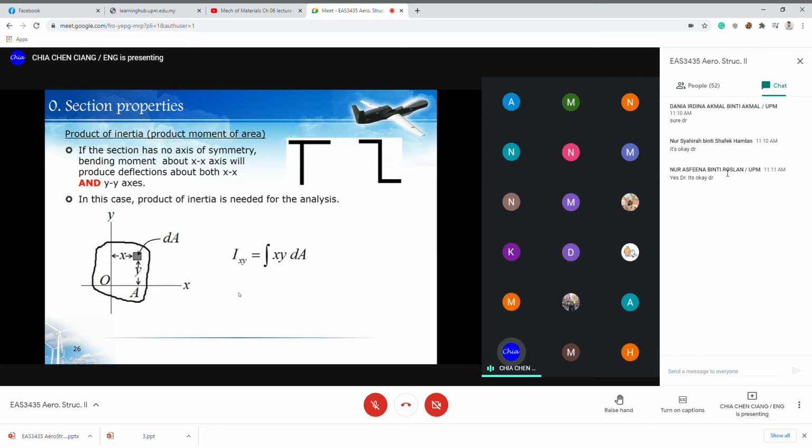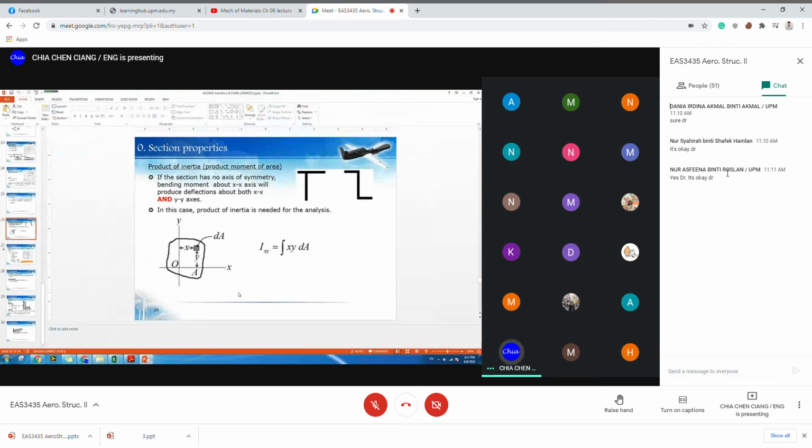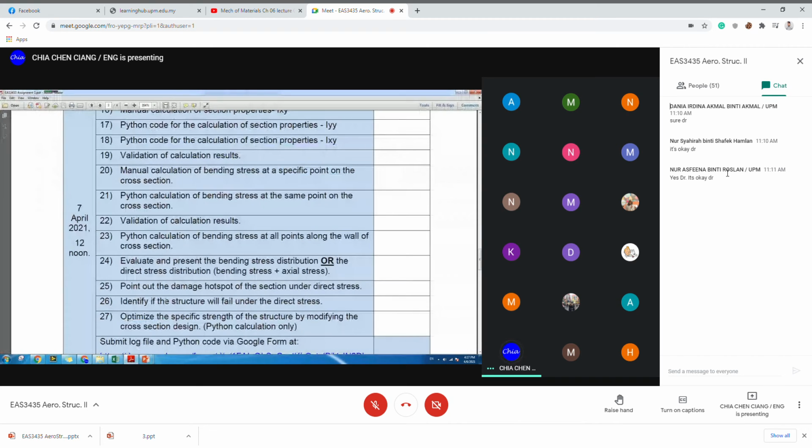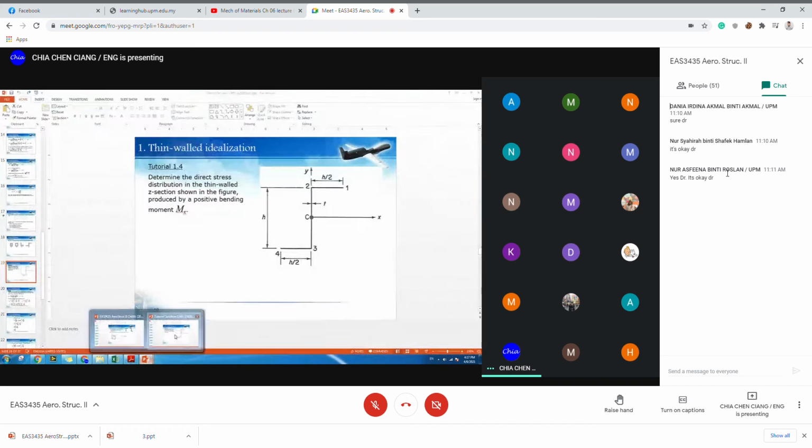Okay, I suggest that you further read a bit about this section on moment of inertia to have a full description of the meaning of it. Okay. Is it clear?